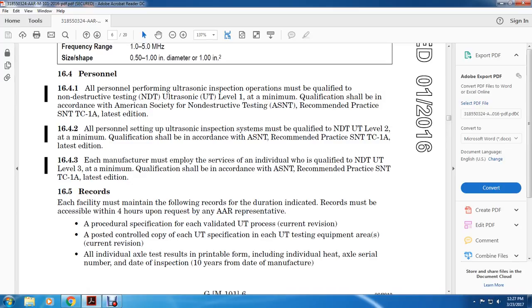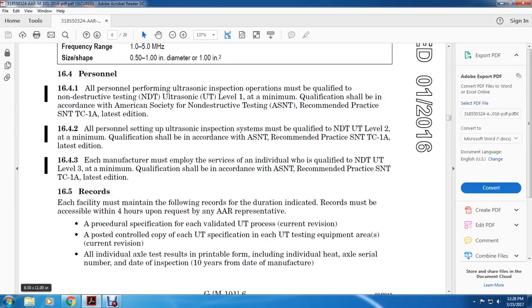16.5 Records. Each facility must maintain the following records. The duration indicated with the records must be accessible within 4 hours upon request for the Association of American Railroads representative. The procedural specification for each validity ultrasonic test process, current revision, posted controlled copy of the ultrasonic test specification, ultrasonic test equipment areas, and current revisions.